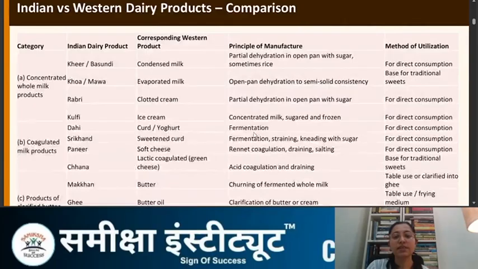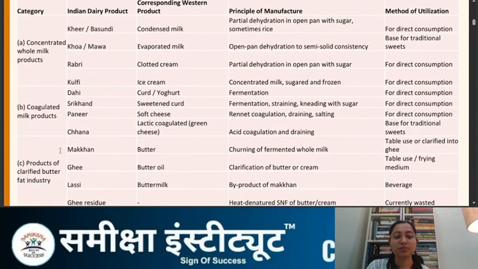Then this table is very important. I've already discussed that these kinds of questions are directly asked in the examination. So based on the different categories, it can be concentrated whole milk products, coagulated milk products, or the products of the clarified butterfat industry. Butterfat or ghee is produced through the clarification process, whereas when coagulation is done, then these are the products that will be produced. Otherwise, whole milk will be concentrated or sometimes evaporated, and then these milk products would be produced.